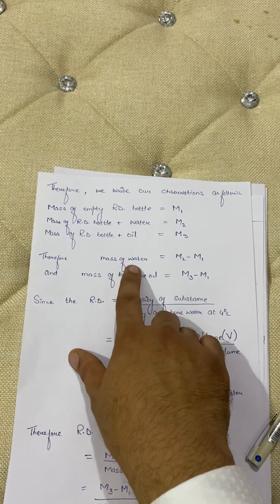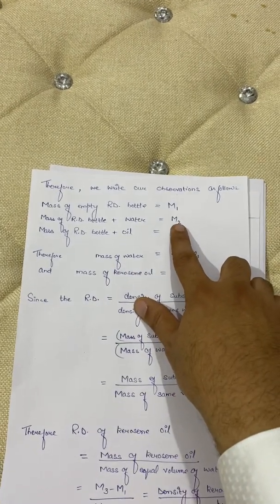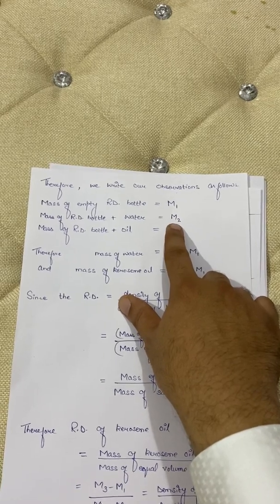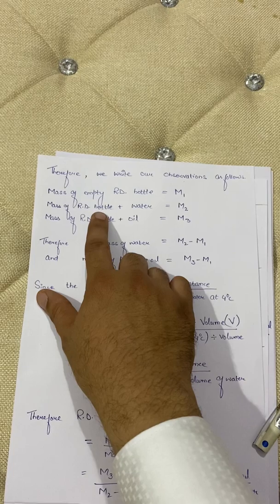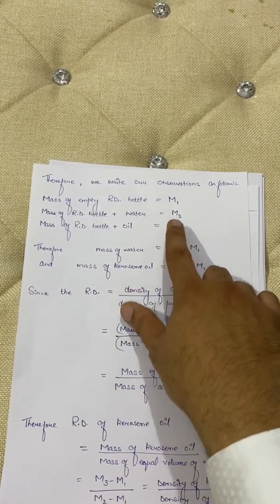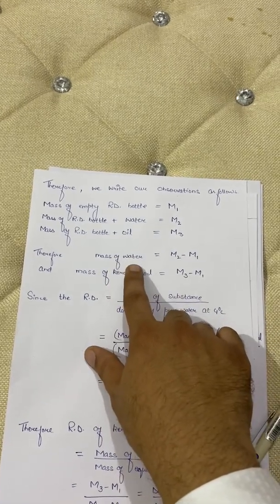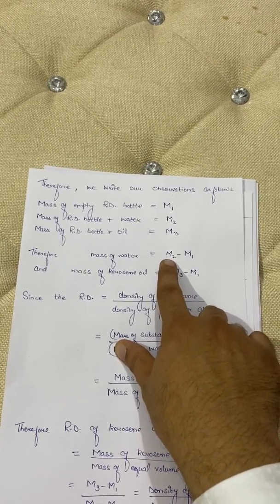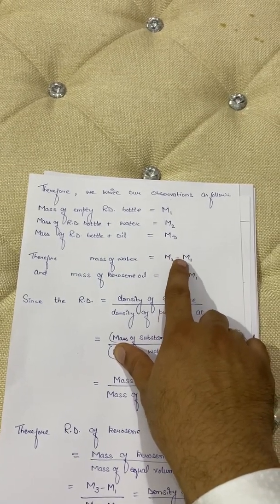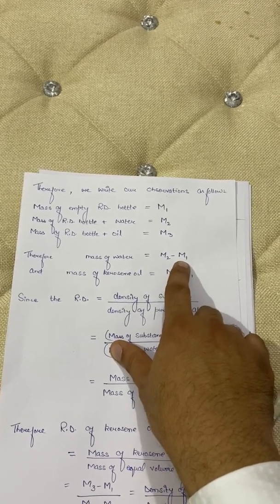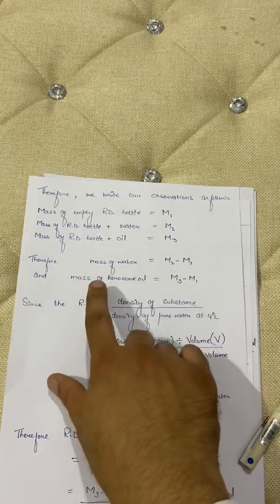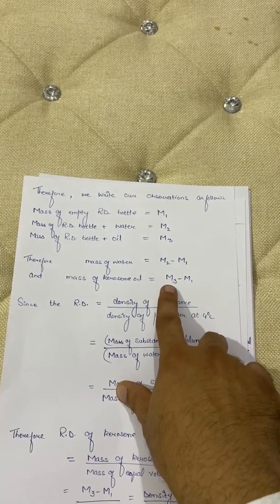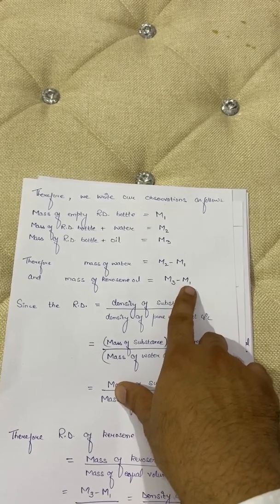So now what will be the mass of only water? This M2 is the combined mass of bottle plus water. If from this mass M2 we subtract the mass of the RD bottle, we will definitely get the mass of water that is filled inside. So that is what we have done over here. Mass of water will be equal to the combined mass of water and the density bottle minus the mass of only the bottle, so M2 minus M1. Similarly, mass of kerosene oil will be the combined mass M3, the combined mass of the unknown liquid, that is kerosene oil, plus density bottle, minus the mass of only the bottle.